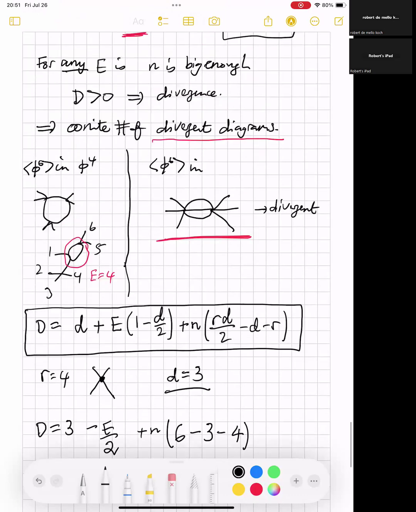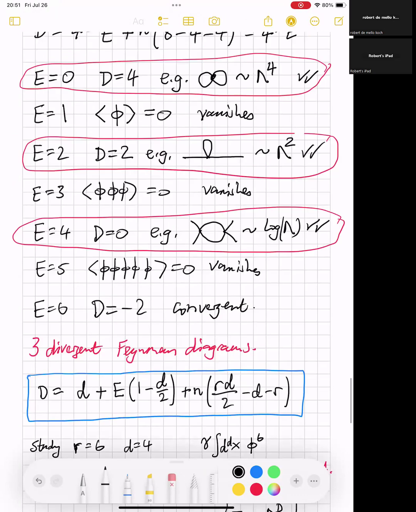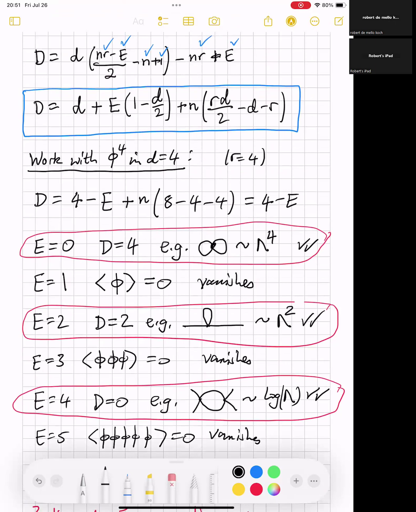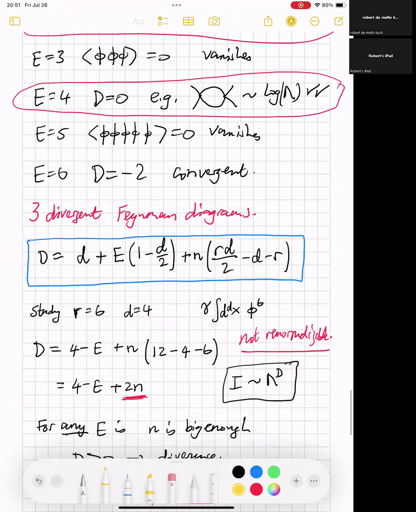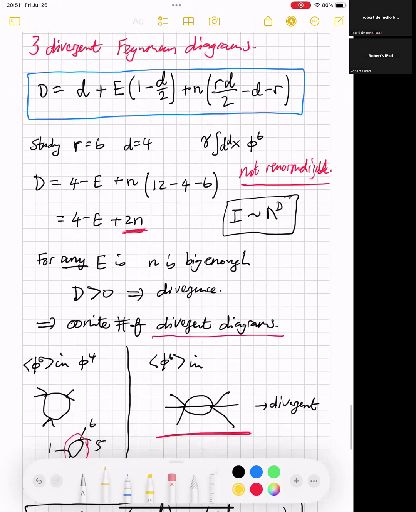Let's maybe stress this. This is an important point. When we were studying the phi 4 theory in d equals 4, we had plus 0 times n, so this term didn't appear, and this theory was renormalizable. For the case when r is equal to 6 and d is equal to 4, we had n appearing with a positive coefficient, and this meant the more vertices we put into the diagram, the more divergent the diagram was.